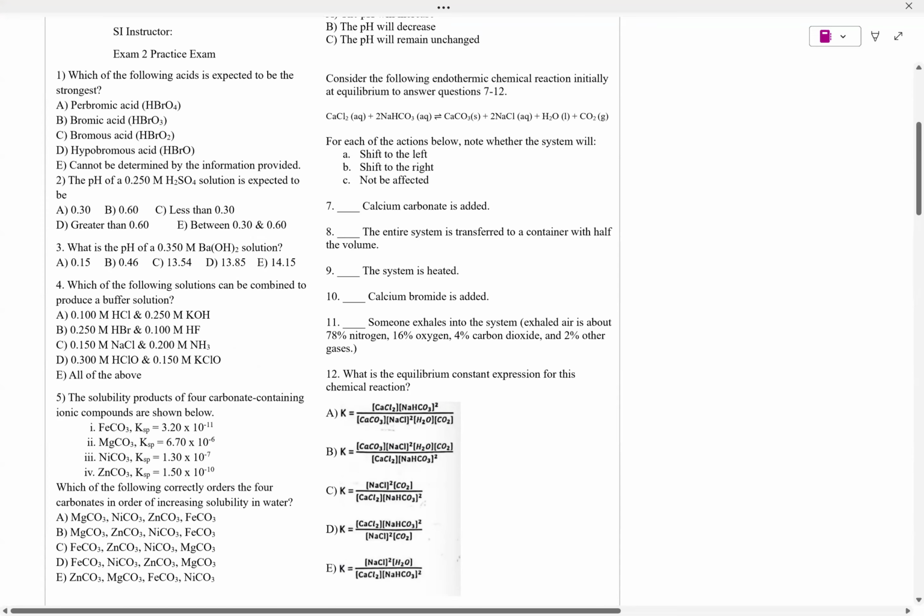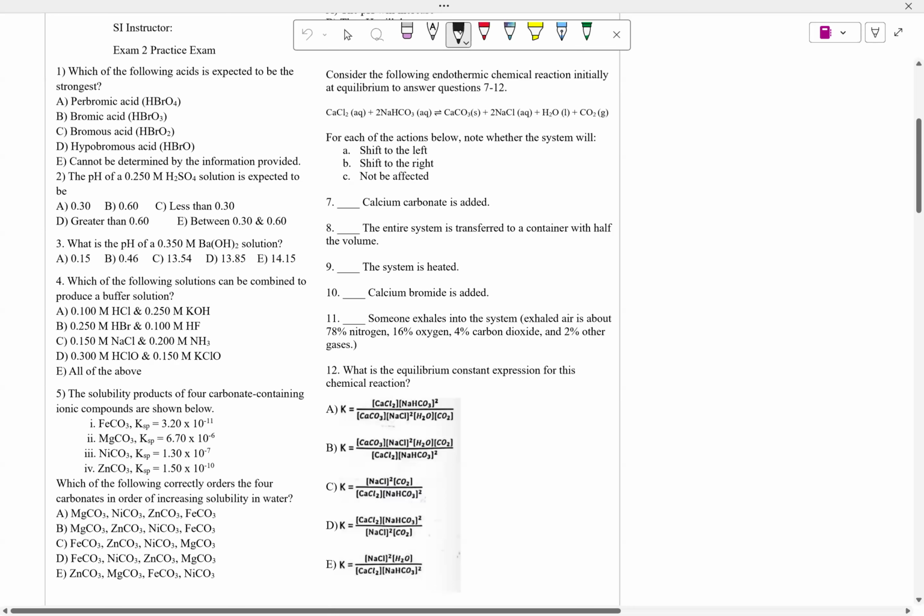Would you react with it, right? Yeah, like calcium or chloride, yeah.